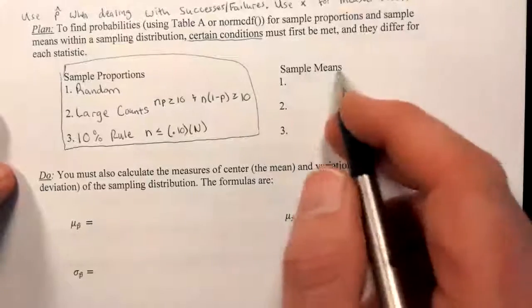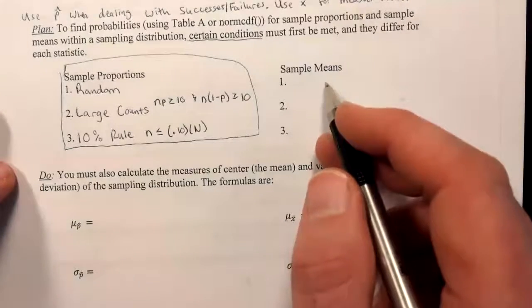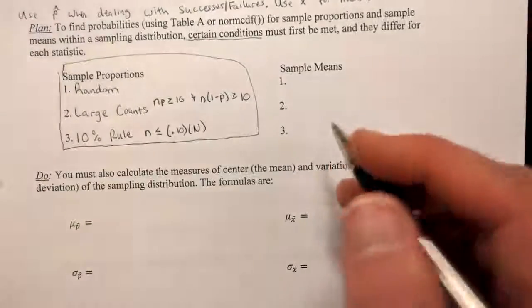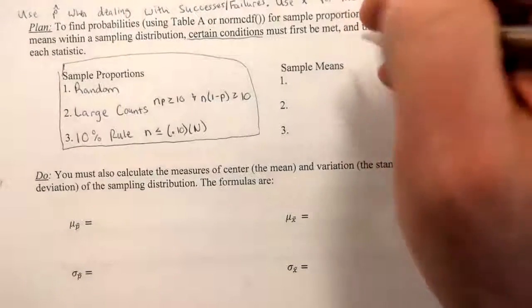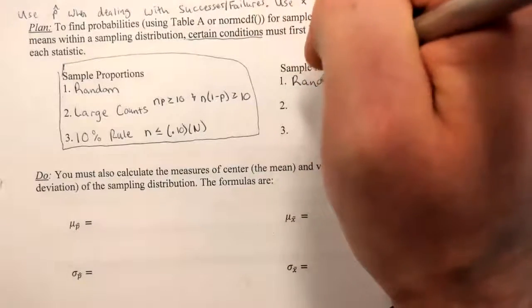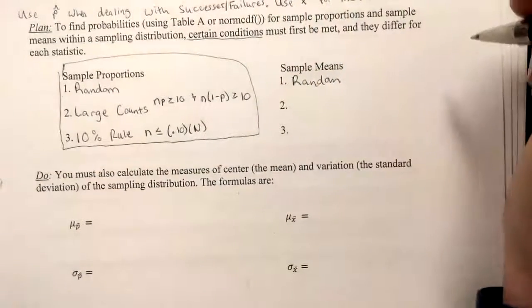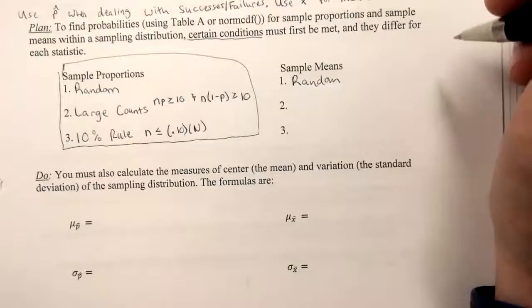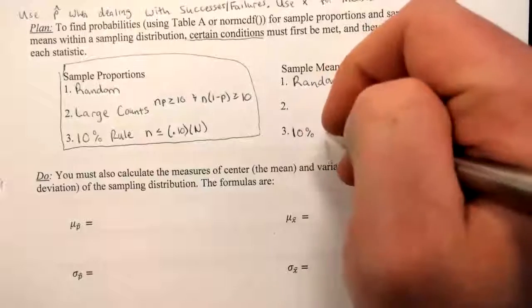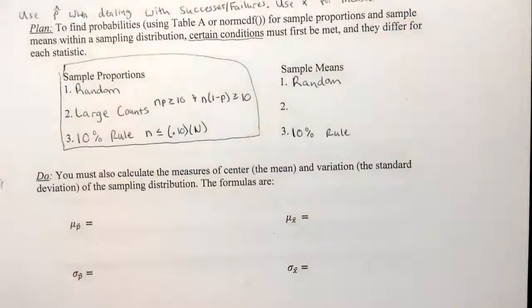Now sample means, on the other hand, are quite a bit different, even though it's honestly mostly the same conditions. For sample means, the first condition that you want to check, always make sure that the sample came from a randomized method. The first condition is still random. The third condition is still the 10% rule. Now the second condition on this one is another thing that's probably going to end up confusing at least a few of you.